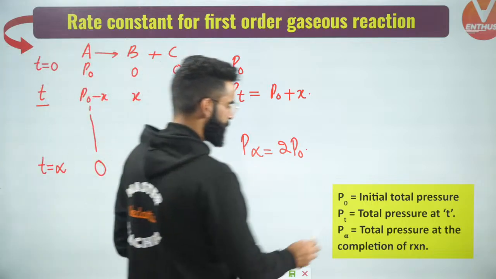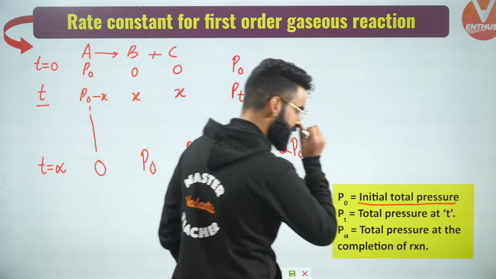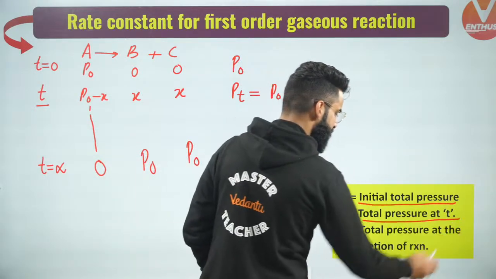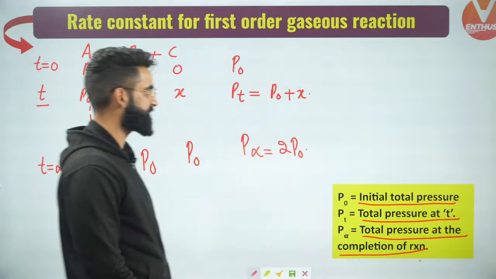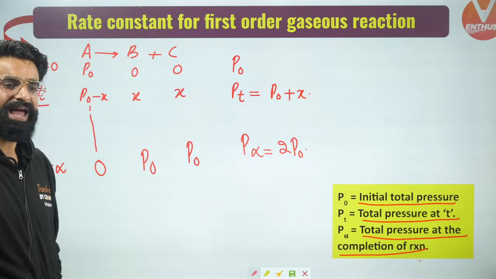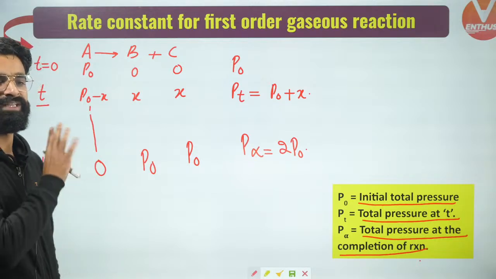Very simple, guys. P naught is the initial total pressure of the container. PT is the total pressure of the container at time t. P infinite is the total pressure at the completion of the reaction. Now, people, I need to write the rate constant for this reaction.